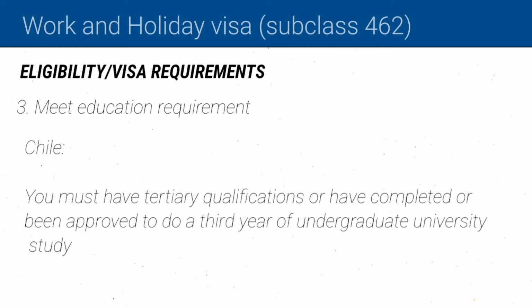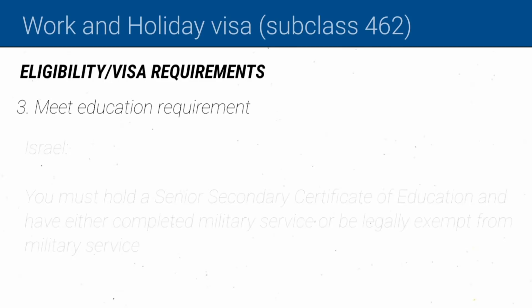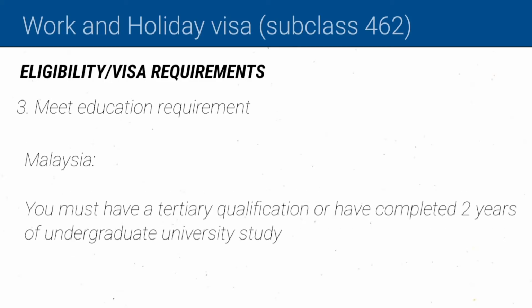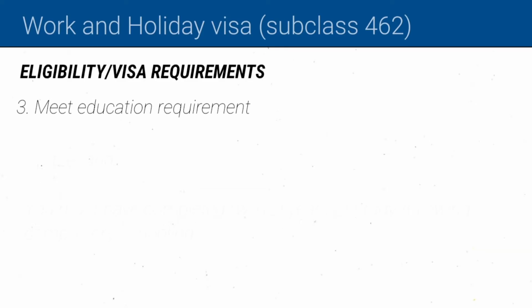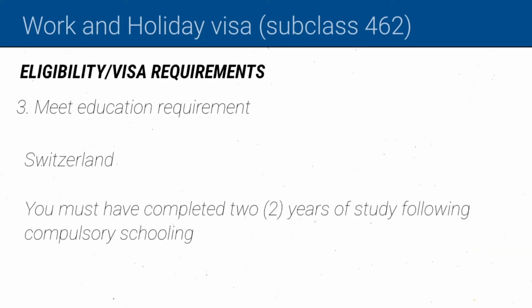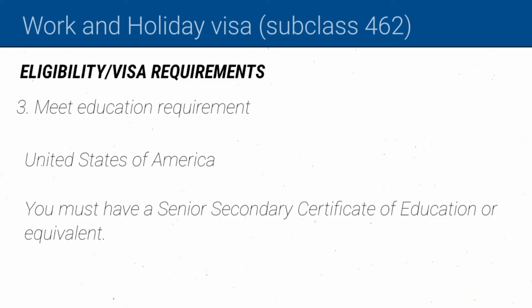For Chile, you must have tertiary qualifications or have completed or been approved to do a 3rd year of undergraduate university study. For Israel, you must hold a senior secondary certificate of education and have either completed military service or be legally exempt from military service. For Malaysia, you must have tertiary qualifications or have completed 2 years of undergraduate university study. For Thailand, you must have either a diploma or a degree. For Switzerland, you must have completed 2 years of study following compulsory schooling. For United States of America, you must have a senior secondary certificate of education or equivalent.